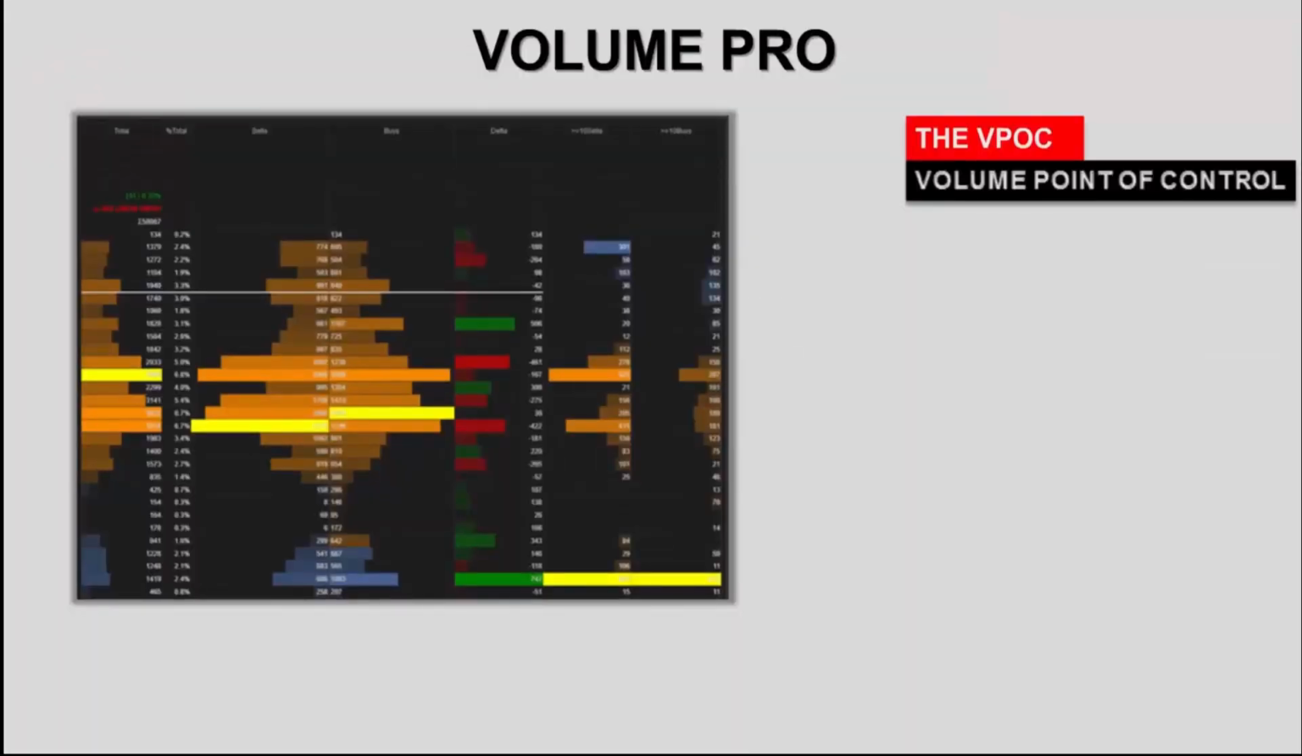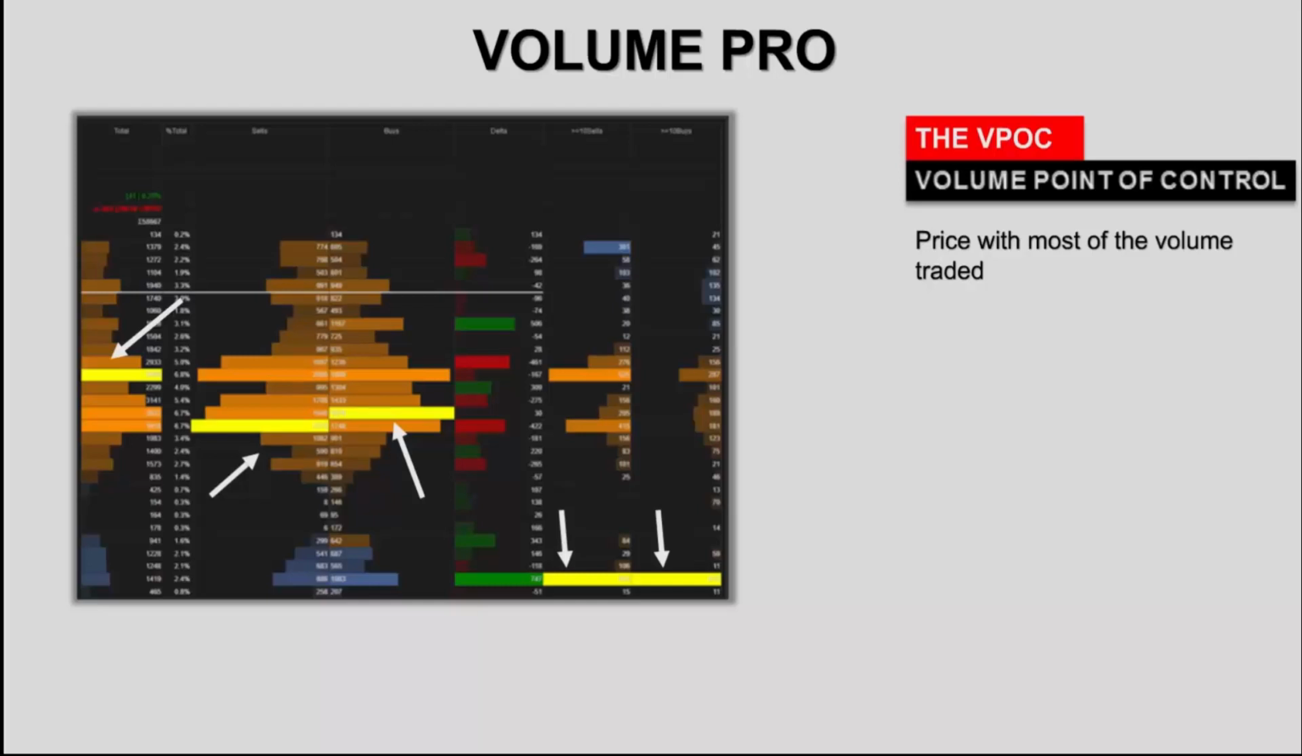So what is the volume point of control? Simply put, the volume point of control is the price at which most of the volume traded. It's the price that was most agreed to trade. In this case, we're looking at the developing volume point of control because the session isn't over yet and the point can still shift. The volume point of control answers one simple question.